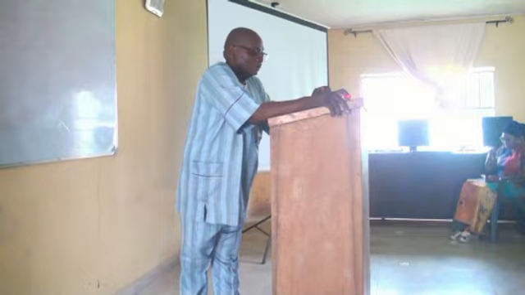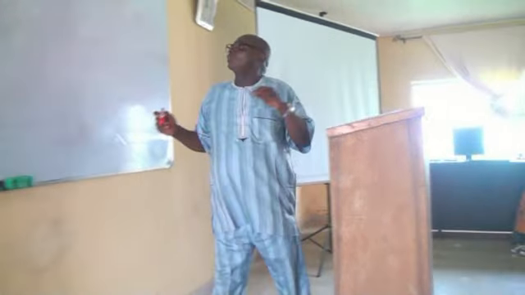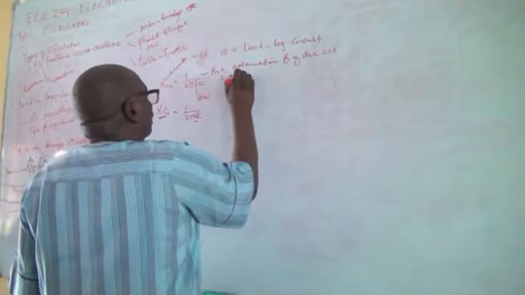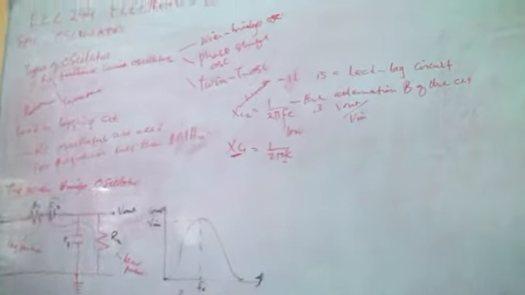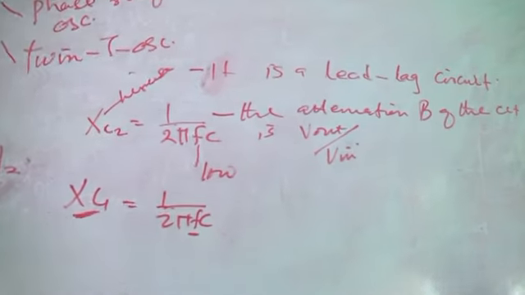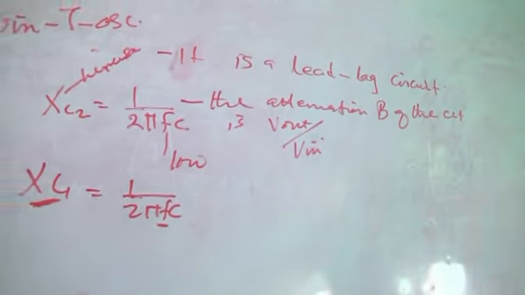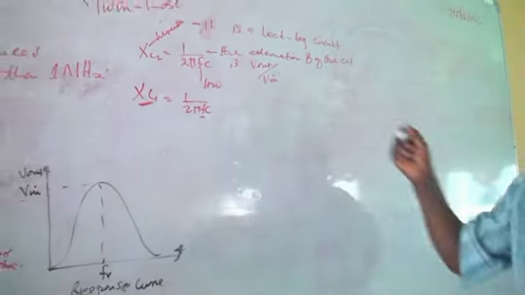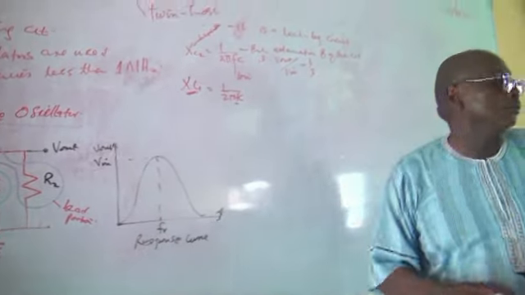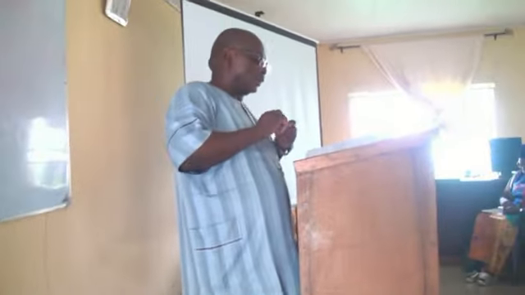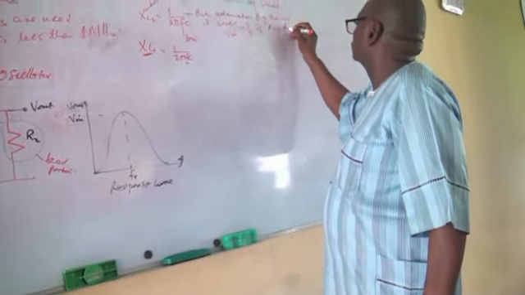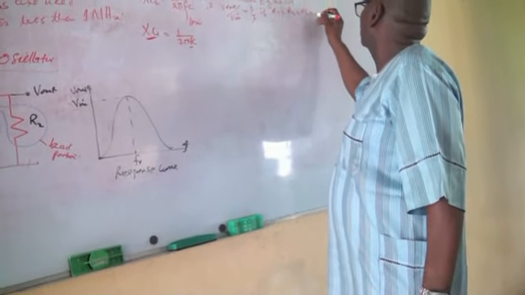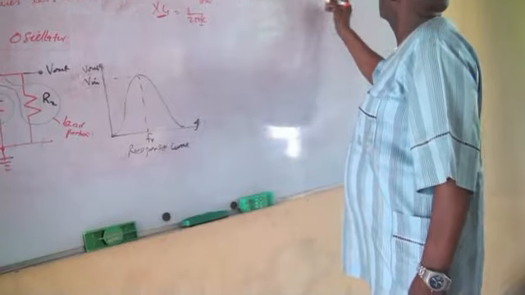At this point, the attenuation is V out by V in. Agreed? Yes. V out by V in, which equals 1 over 3, if R1 equals R2, and FC1 equals FC2.